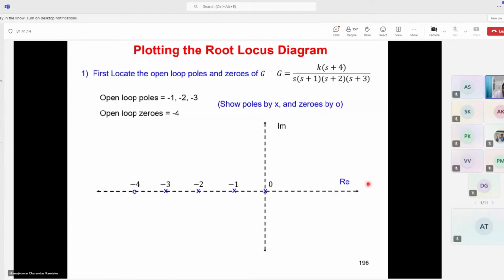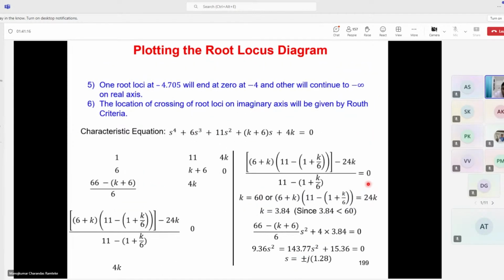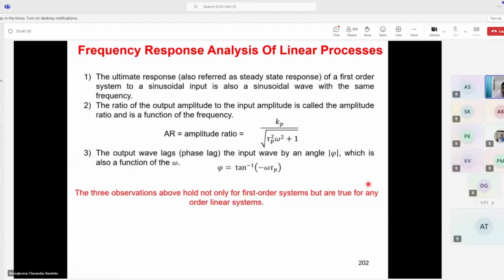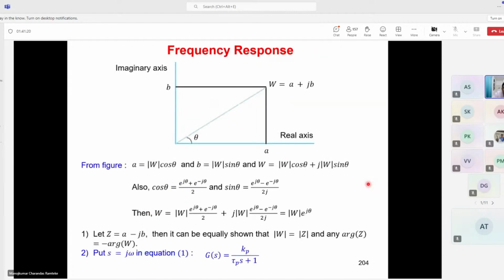So now you can see, whenever I am getting a sustained sine wave, replacing s by j omega is actually making sense. It's not arbitrarily done. There is a reason why we are replacing s by j omega, because this is the location where I'm going to get the sustained sine wave. And therefore replacing s by j omega makes sense. It's not arbitrary.